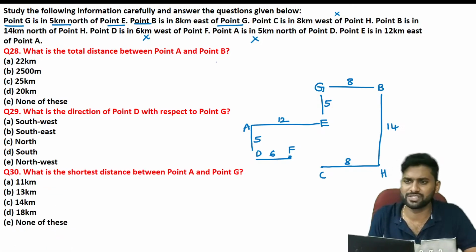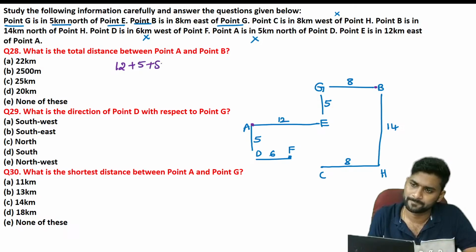Question number 1. What is the total distance between A to B? So between A to B, what is the total distance? 12 plus 5 plus 8. Answer 25 kilometers.